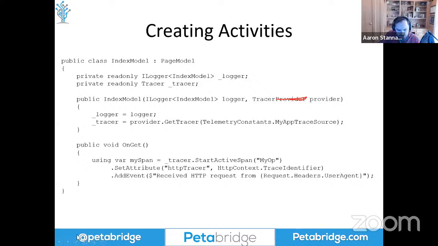Now, if I had an await operation, if I added an await down here, and let's say I ran an Entity Framework query, that would go ahead and create another child span underneath that.